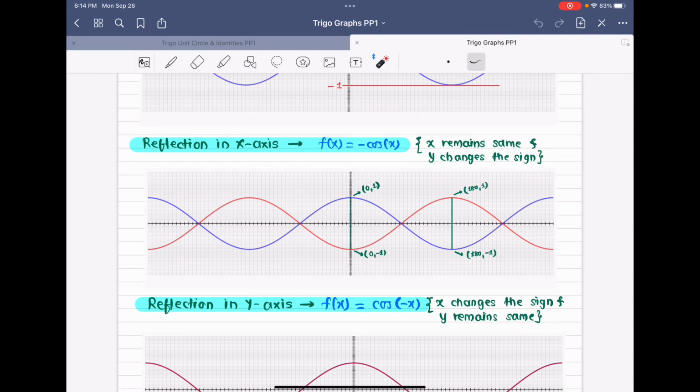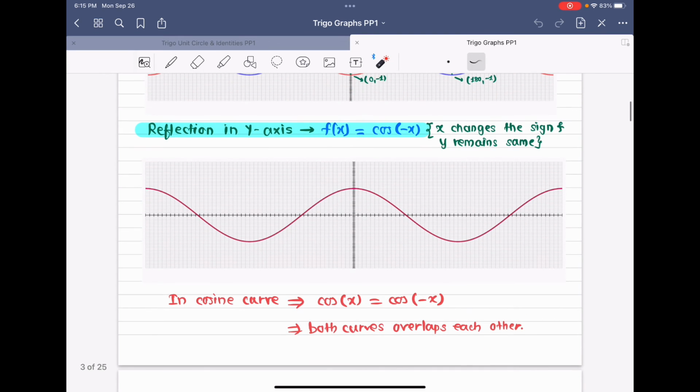If I want to summarize, for reflection in the x-axis, f of x is equal to cos x becomes y is equal to negative cos x. That is, x remains the same and y changes the sign, same as with sine.